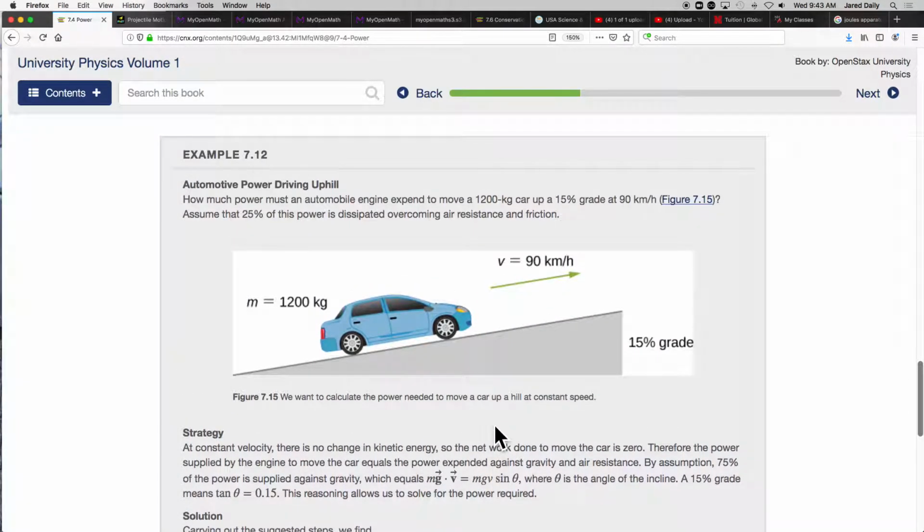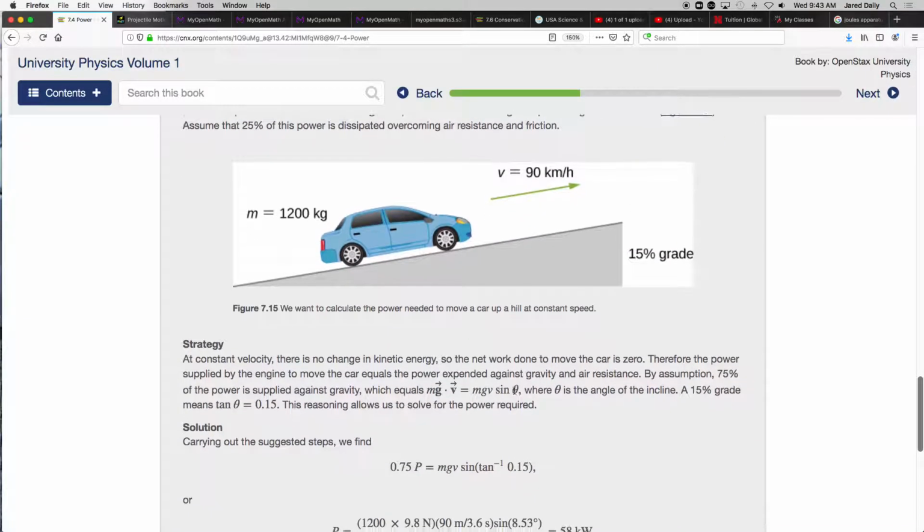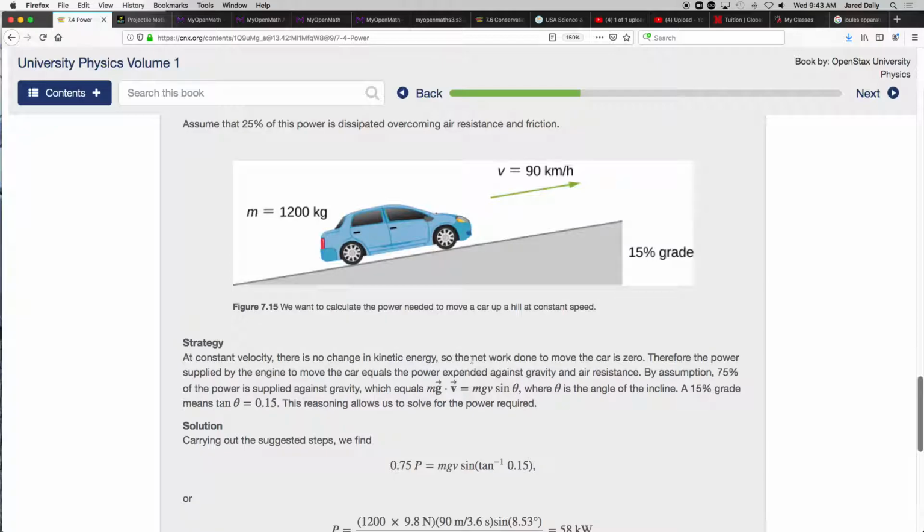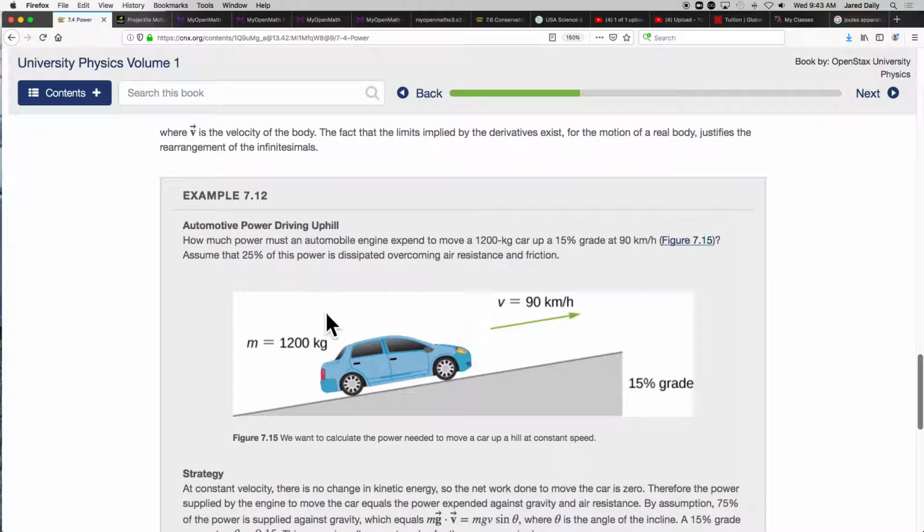There's another example where we're going up a hill. Mass of the car, velocity of the car, we have a 15% grade. We have no change in kinetic energy because it's constant velocity, right? We want to know how much power the automobile engine expends to move a 1,200 pound car up a 15% grade at 90 kilometers per hour.